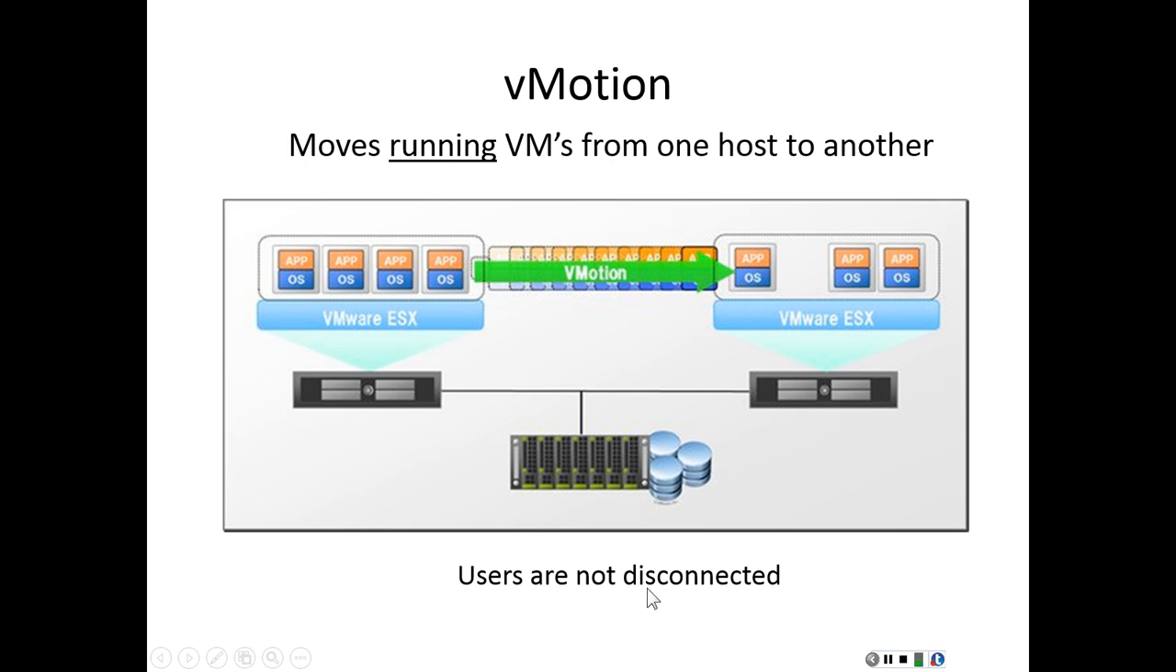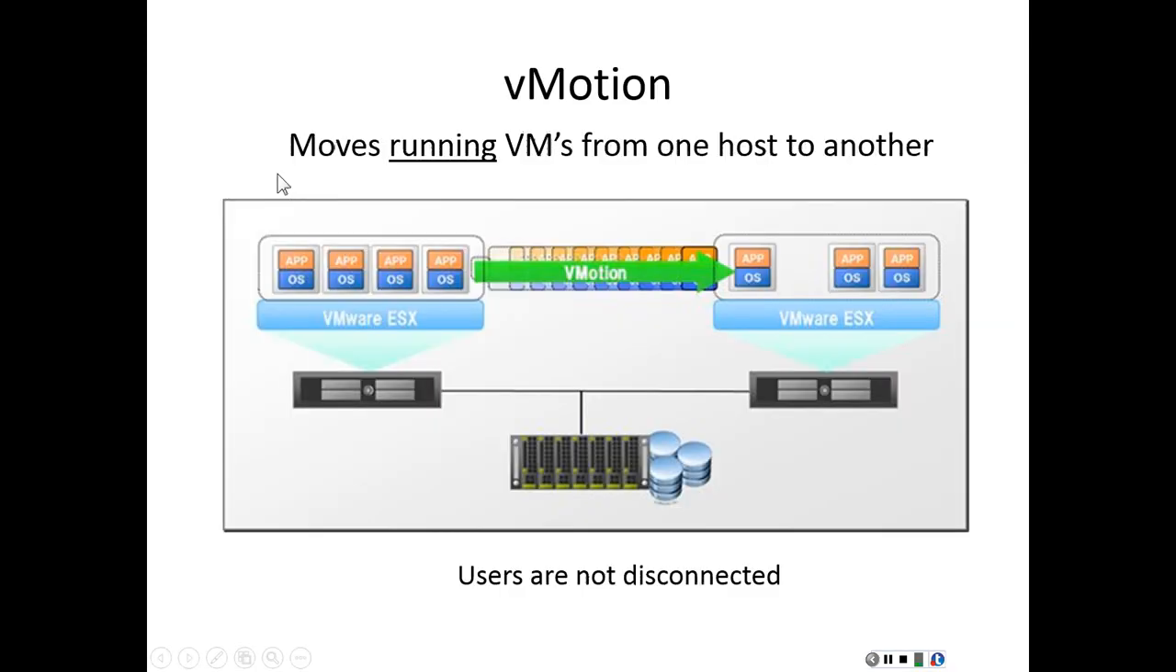users are not disconnected. A big advantage: you don't have to shut down the virtual machine and then move it to the other ESXi host. The big advantage of vMotion is that it moves a running virtual machine from one ESXi host to the other, and the users are not disconnected. They don't even know that the virtual machine has moved from one host to the other.